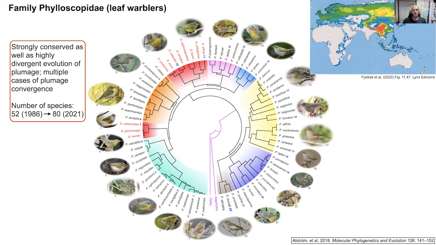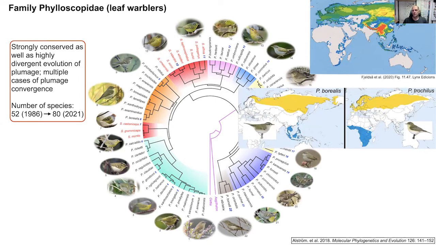And what this phylogeny also revealed is that there are many cases of really strongly conserved plumage evolution, as well as some strongly divergent lineages, as well as some convergences. So if you look at the ones with red text here and here, they were previously placed in the genus Seicercus, but as you can see, that's not a monophyletic group. This one down here, Xanthoschistus, was also at some point in time placed in Seicercus.